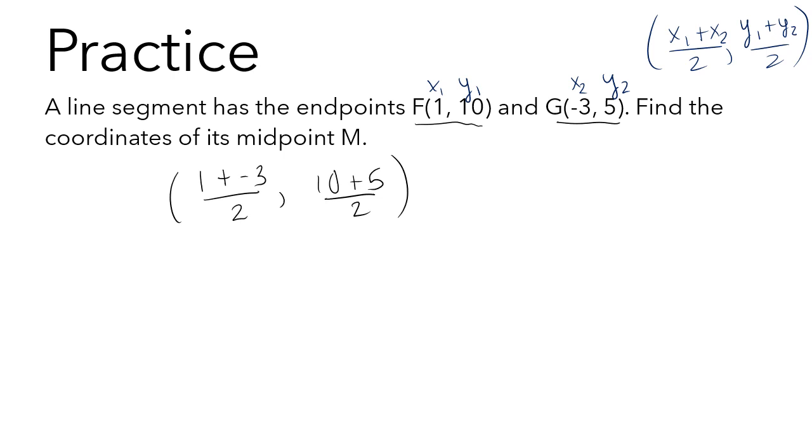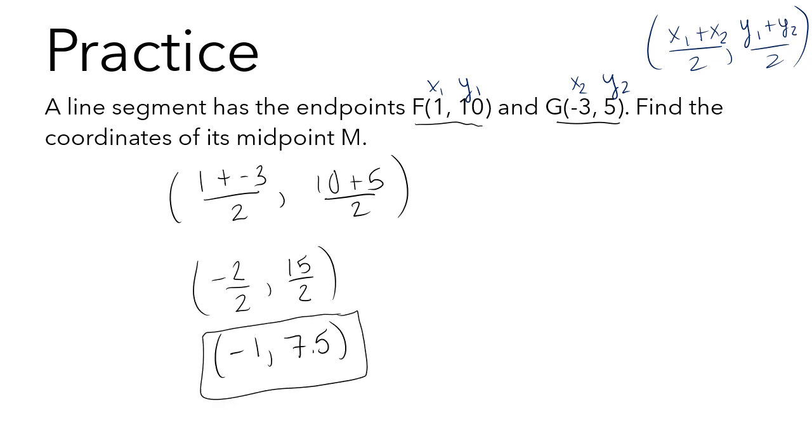So let's figure this out. 1 plus -3 is -2, and 10 plus 5 is 15. Now I'm going to go ahead and simplify it all the way. -2 divided by 2 is -1, and 15 divided by 2 is 7.5. So my midpoint is (-1, 7.5).